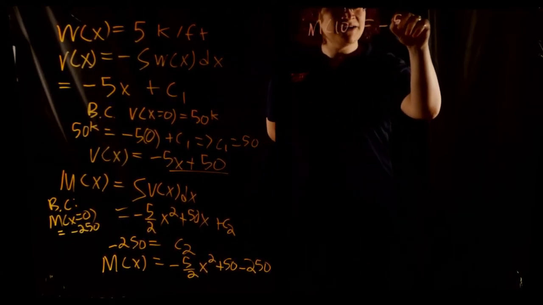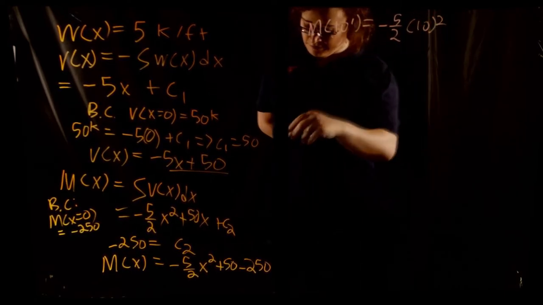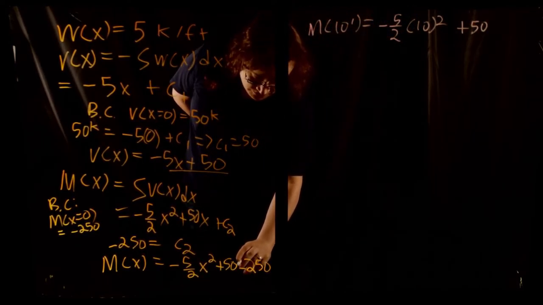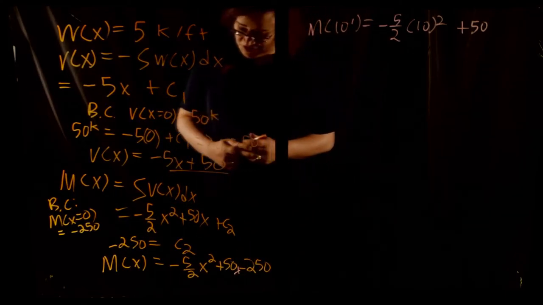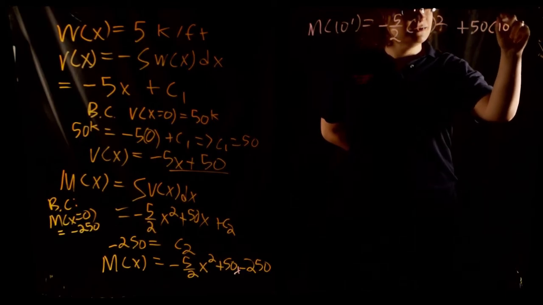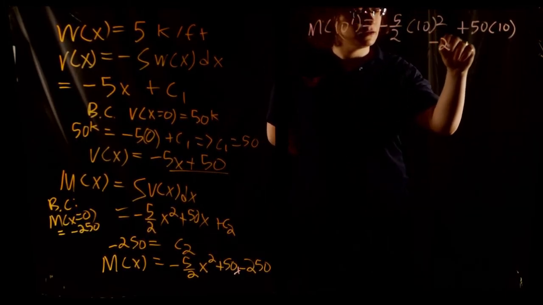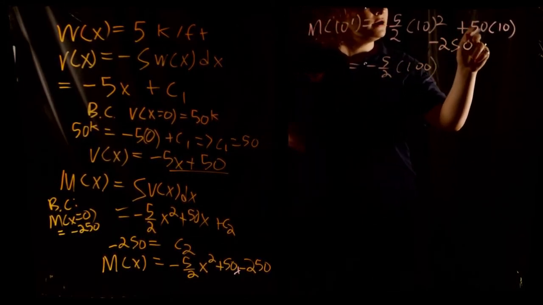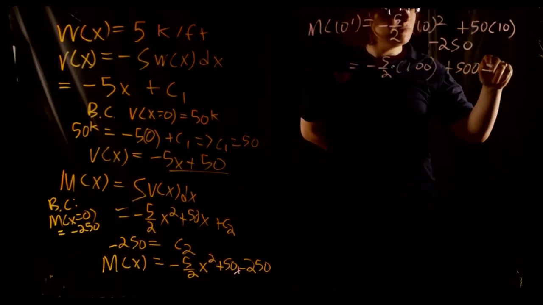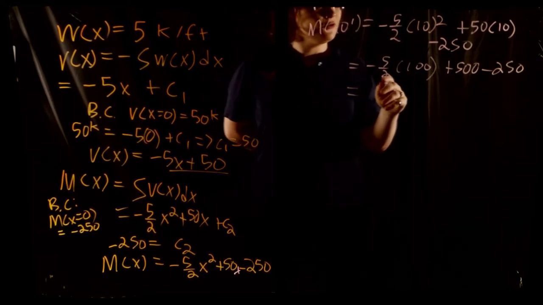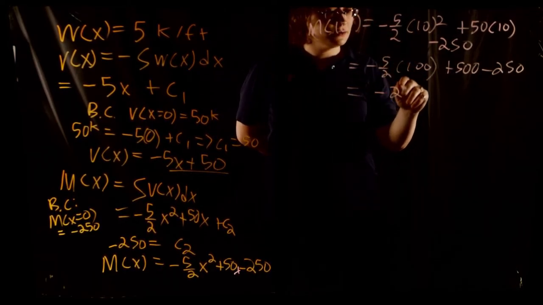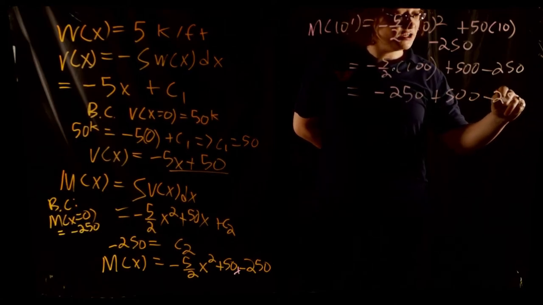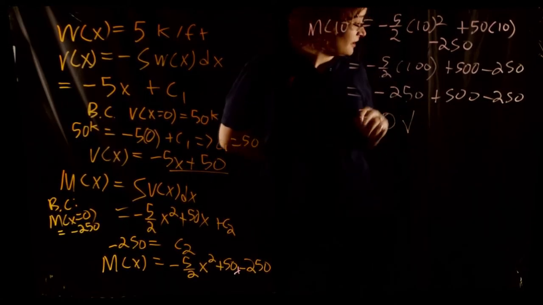That is negative 5/2 times 10 squared plus 50x minus 250. Oh, that should be 50x, sorry about that. I apparently can't integrate properly. So that's 50 times 10 and then minus 250. So that is negative 5/2 times 100, which is negative 250, because 500 divided by 2 is 250, plus 500 minus 250. And indeed, as expected, that collapses down to 0.